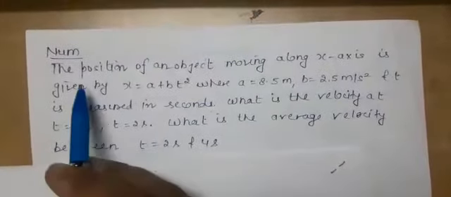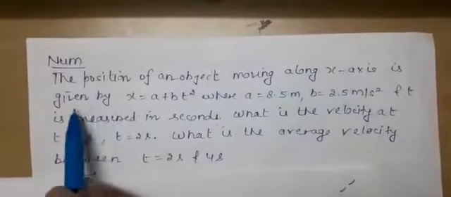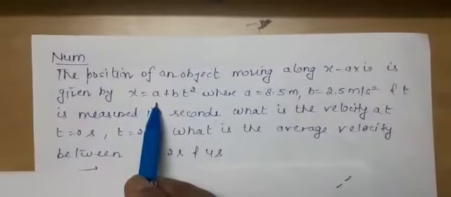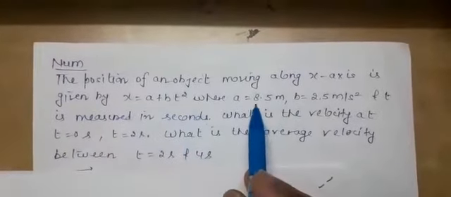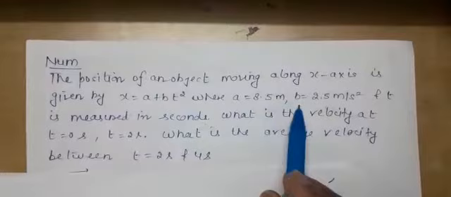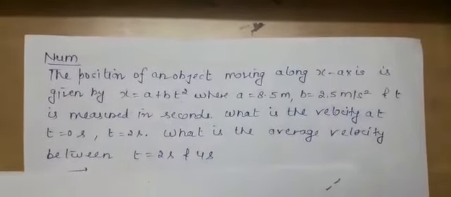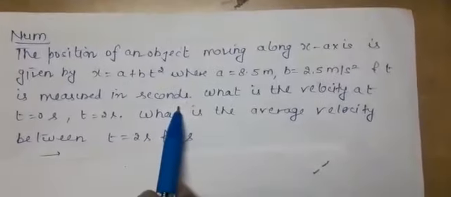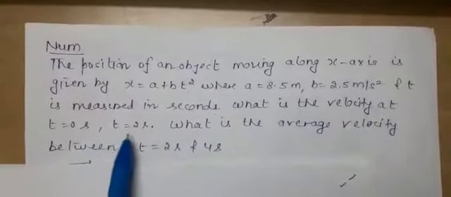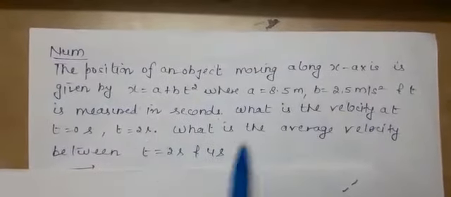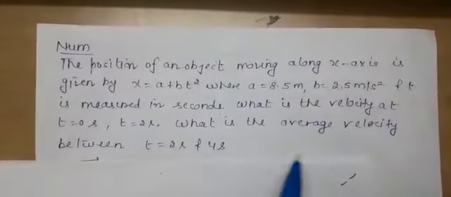Now next numerical. The position of an object moving along x-axis is given by x equal to a plus bt square, where a is given to be 8.5 meter and b is given to be 2.5 meter per second square, and t is measured in seconds. What is the velocity at t equal to 0 and t equal to 2 seconds? What is the average velocity between t equal to 2 seconds and 4 seconds?